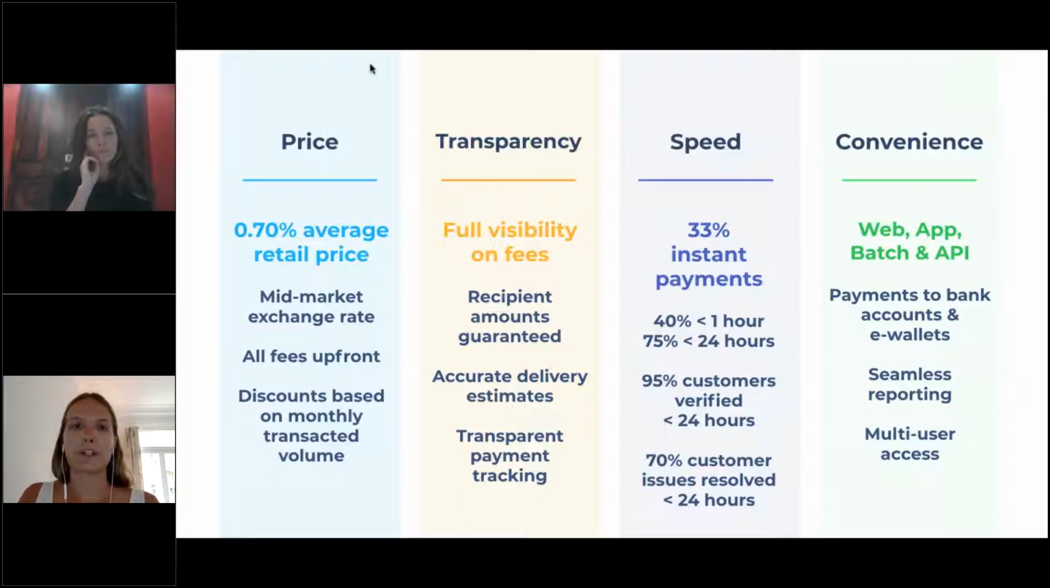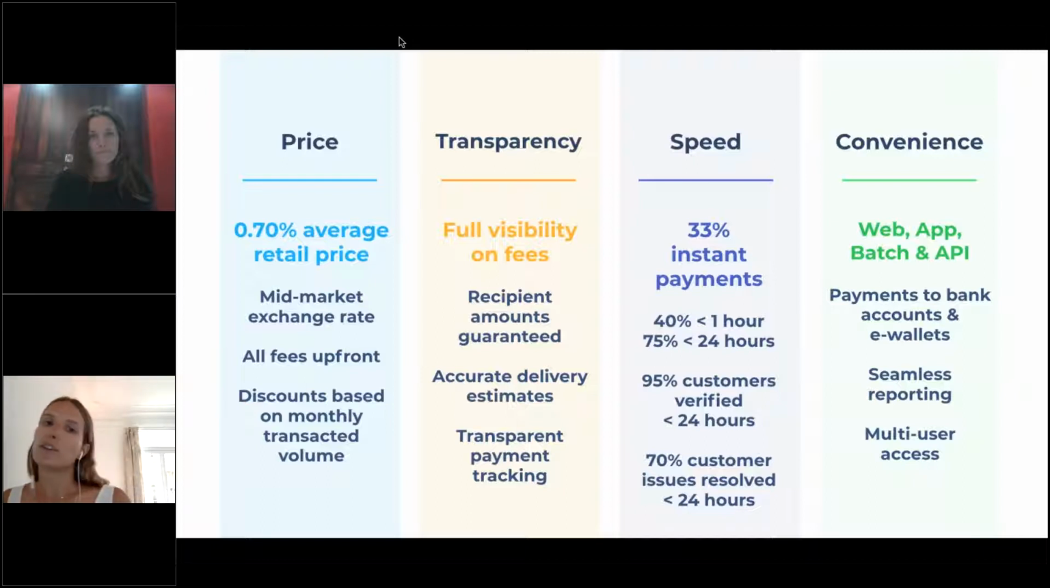And then our last pillar is convenience. So how do you access Transferwise? And how convenient can it be also for your recipients? So the first aspect is for your recipients. They will receive all of their payments directly to their bank accounts. So we're not like PayPal. The recipient doesn't have to have a Transferwise account. They're paid directly into their local bank account in their local currency. They don't need to deal with any type of currency conversion.